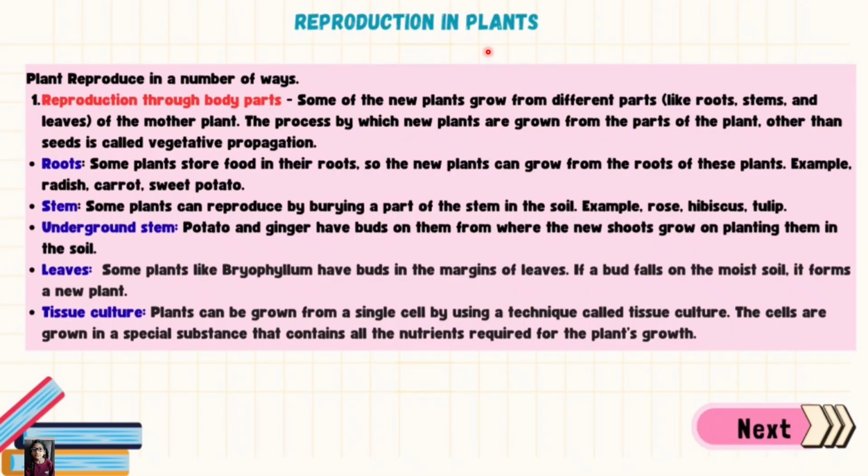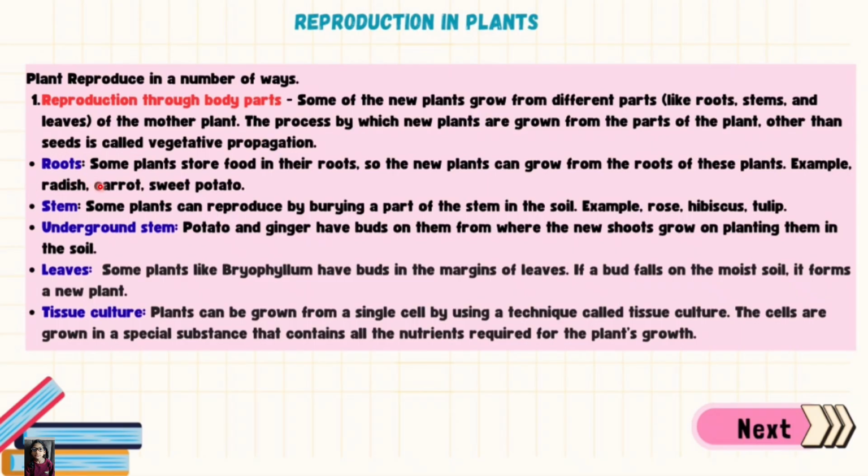Reproduction in plants. Plants reproduce in a number of ways. Reproduction through the body parts. Vegetative propagation is the process by which new plants are grown from the part of the plant other than seed, such as roots, stem, and leaves.